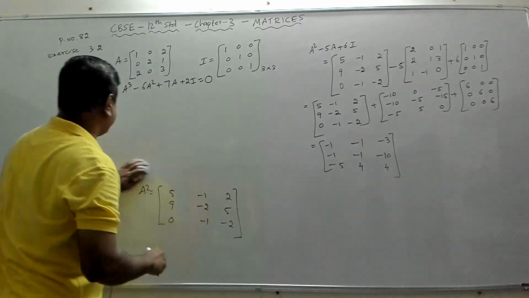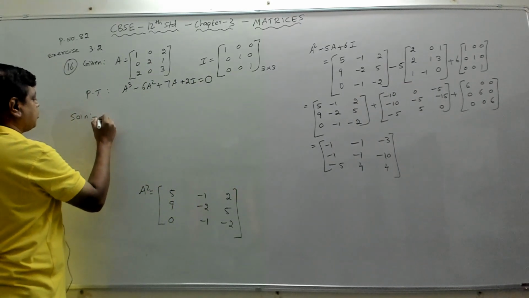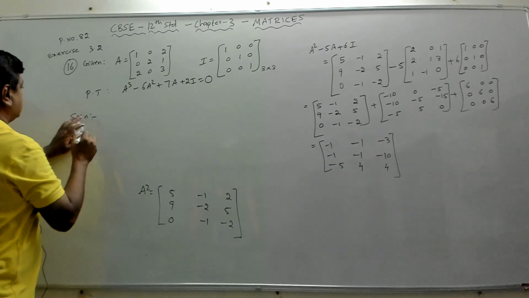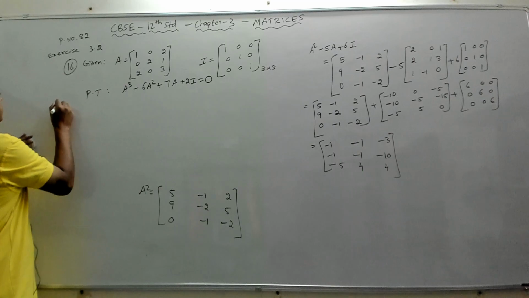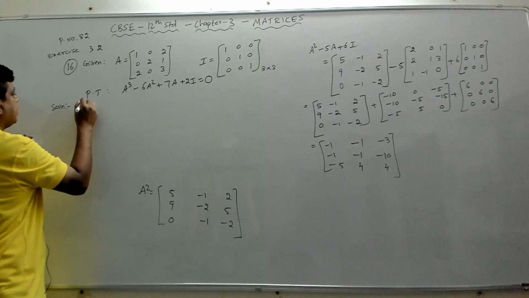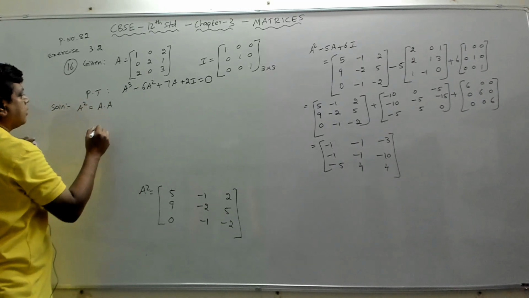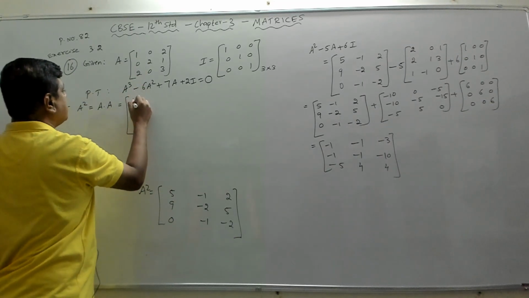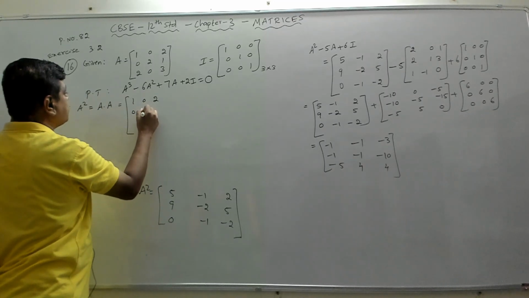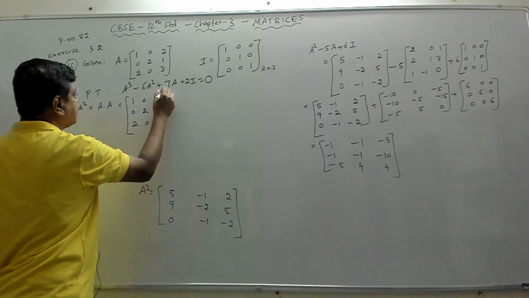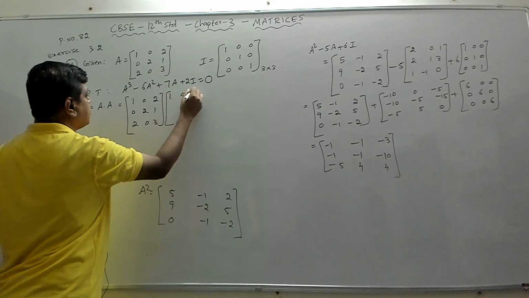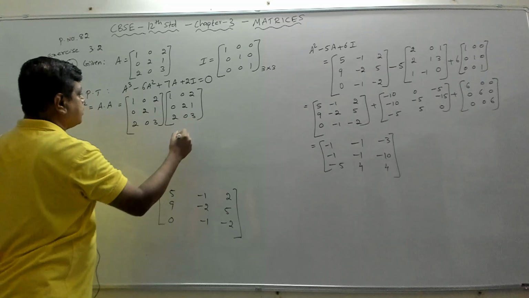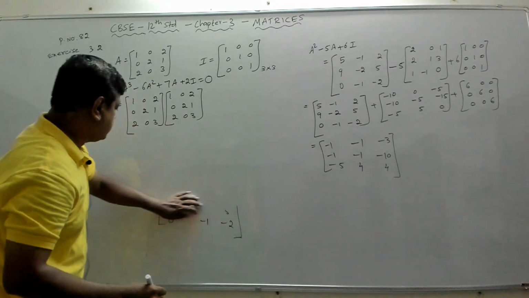So for that we will find A square first. Let's find A square first. So what is the value of A square? I'll put solution here. Solution is we are going to find A square. A square is A into A. And that is equal to, what is A? A is 102, 021, 203. This into the same 102, 021, 203. That will give you your A square.